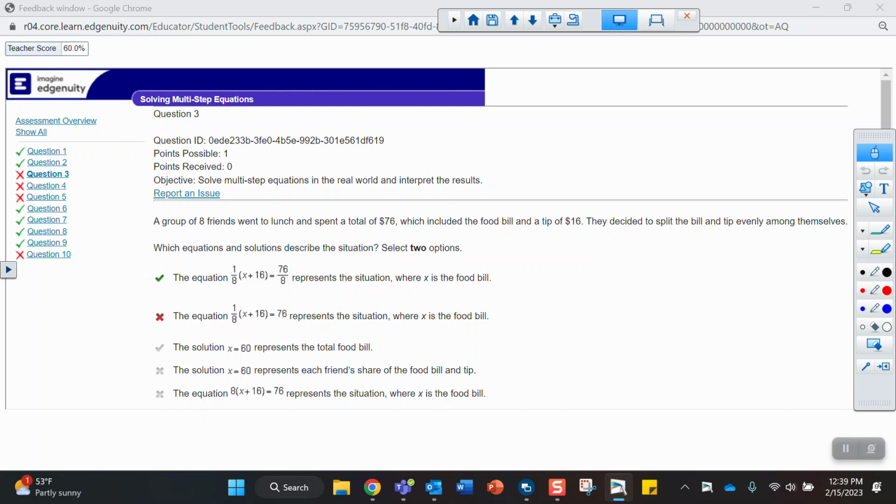To fit the story, you had the equation correct. You did select the correct equation. And I think it just wanted you to solve it to get the right answer. So X in this case does represent the food bill. We don't know what the food bill is, and there's a tip of $16. We're going to take all of that and split it between 8 friends.